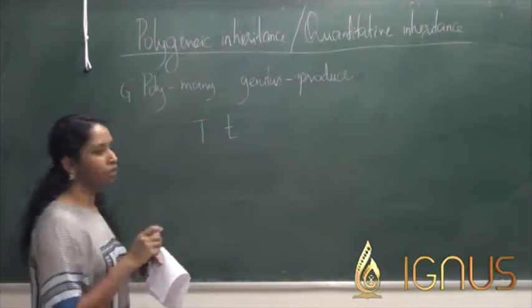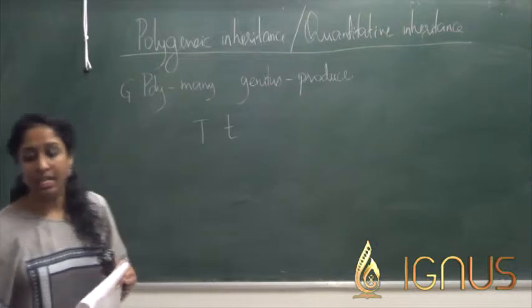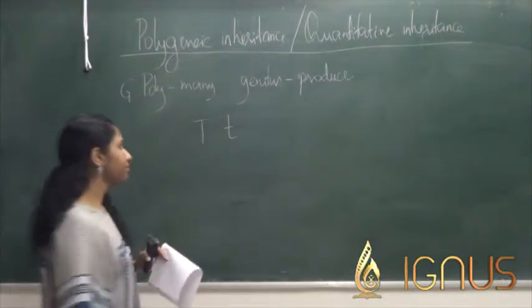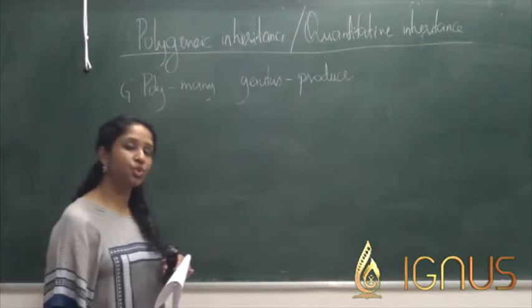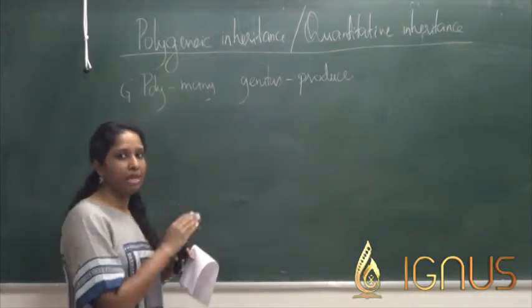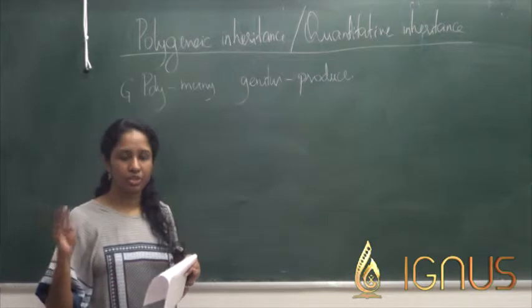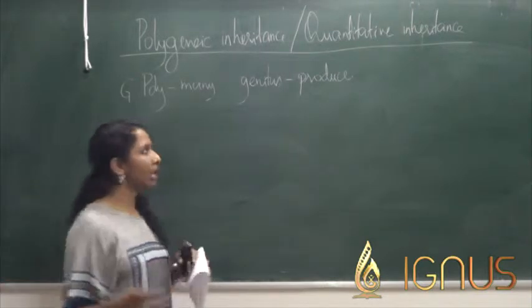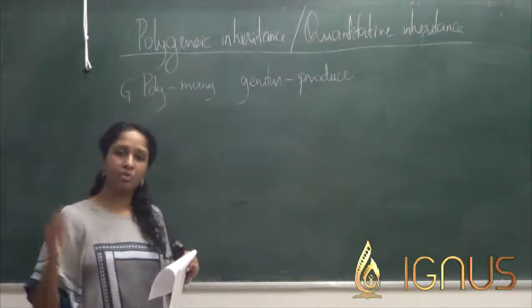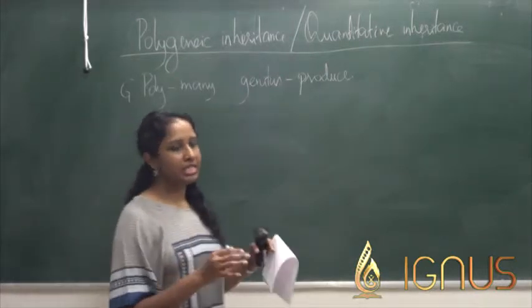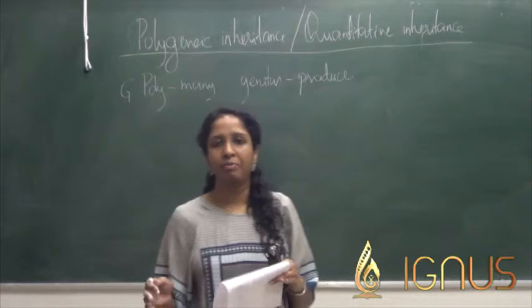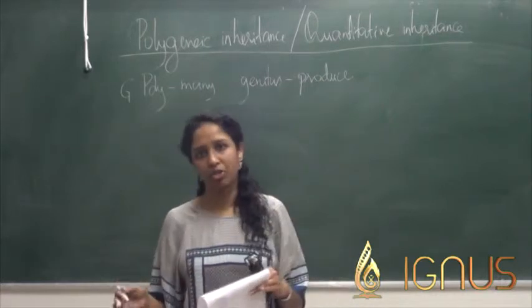But in case of polygenic inheritance, it's going to be not one, but multiple genes that are going to give rise to one phenotype. So many different genes are going to give rise to one phenotype, and that is why it is known as polygenic inheritance. And also, these different genes need not be present on the same pair of homologous chromosomes.